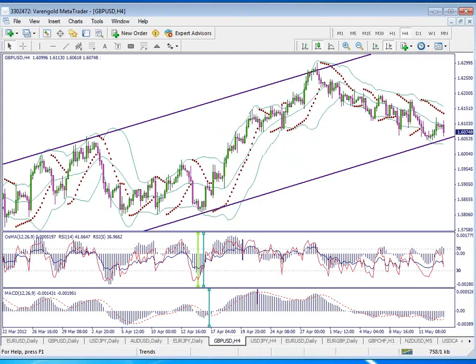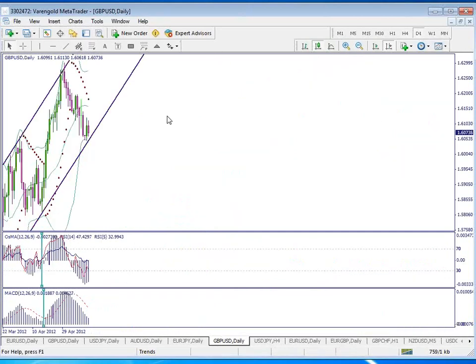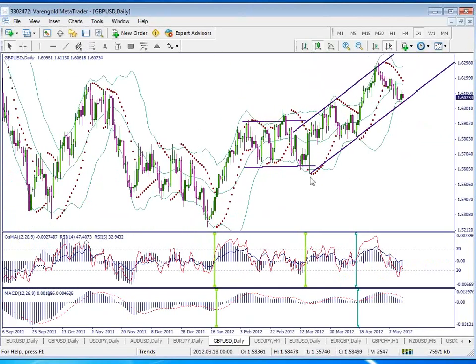I have one question. Judy is asking me, how can you see the channel that early in its development? So on daily, I have 2 points, this low and the second low, and I have this high. When I have 3 points, from those 2 points I can draw one line, and through this high I can plot one parallel line with the first trend line. So we have one channel.